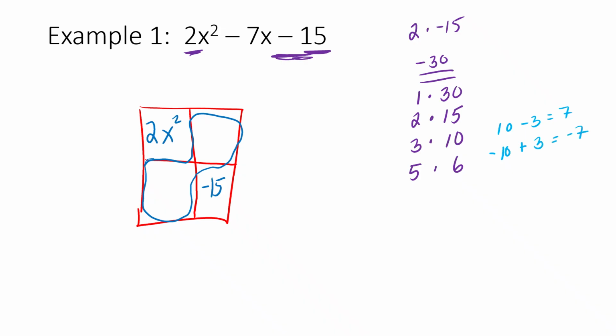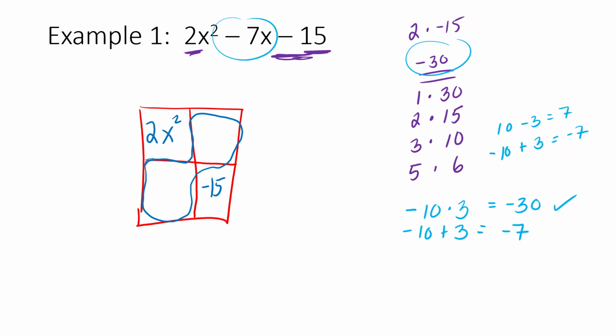Just to double check this, because there are ways that things can end up duplicated: if I have a negative 10 and a positive 3, that does multiply to give me negative 30. That's what I needed. If I do negative 10 plus 3, that gives me negative 7, which is what I wanted. So this combination of numbers meets both of the requirements for the multiplication and the adding.